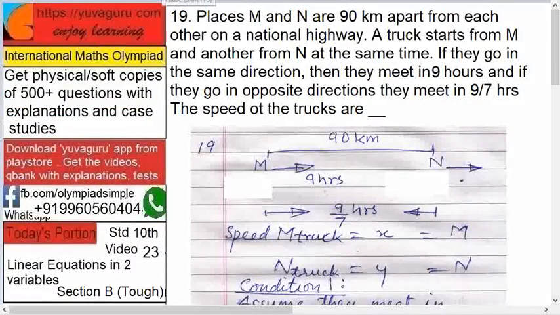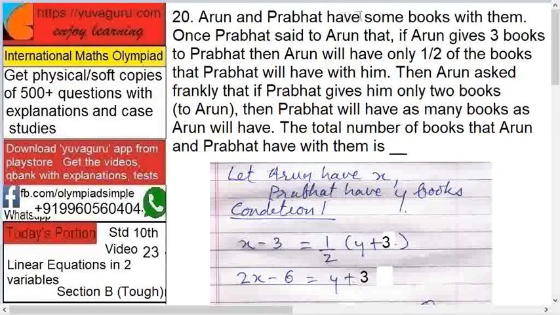Right? Okay. Arun and Prabhat have some books with them. Once Prabhat said to Arun that if Arun gives him three books, then Arun will have only half of the books that Prabhat will have at that time with him. Then Arun asked frankly that if Prabhat gives him only 2 books, then Prabhat will have as many books as Arun will have. Therefore, the total number of books with Arun and Prabhat is, problem is quite simple.